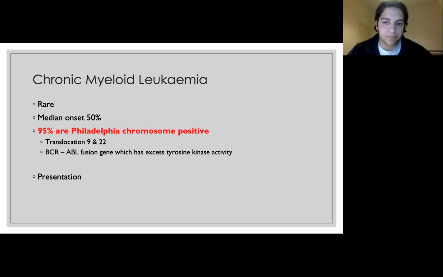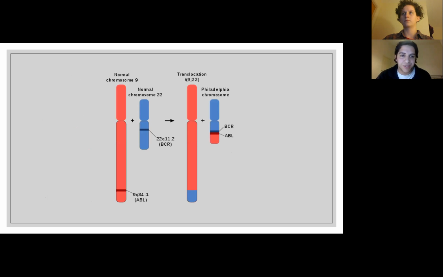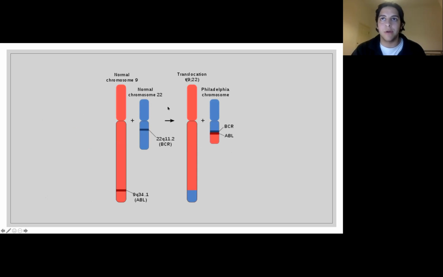How does it present? Quite a lot are asymptomatic. You might have the constitutional symptoms that we discussed before, so the symptoms of pancytopenia, and some can present in blast crisis, as we said. So this shows the Philadelphia chromosome over here. You can see that chromosome 9 and 22 have fused together, which predisposes you to CML.